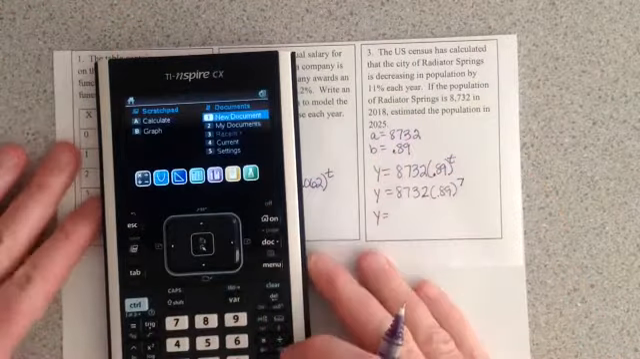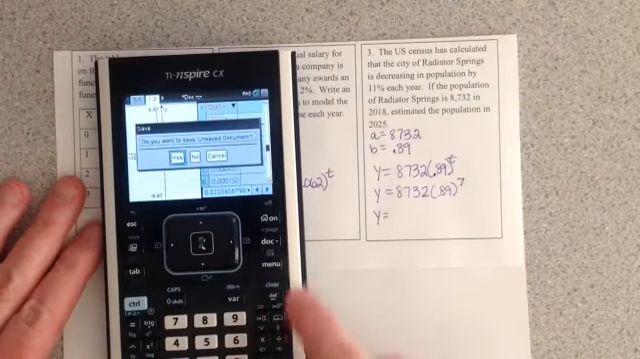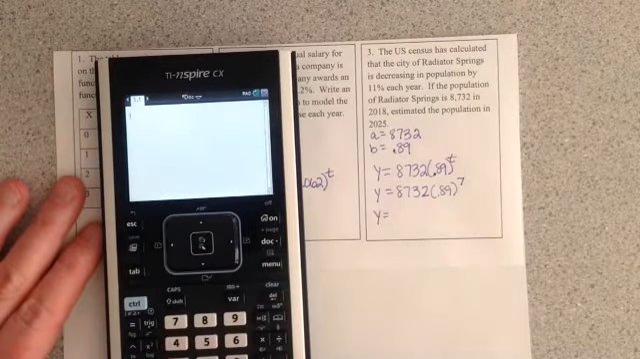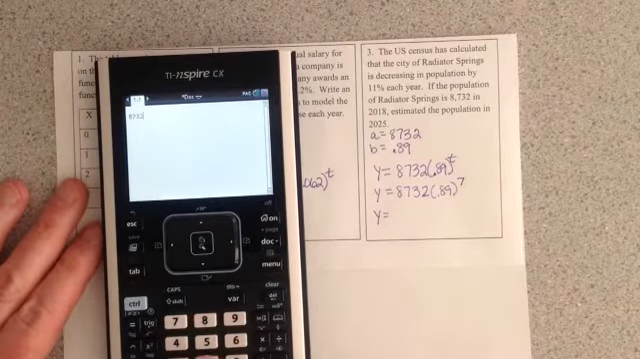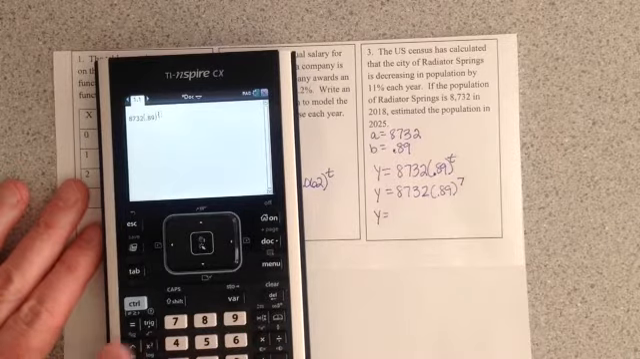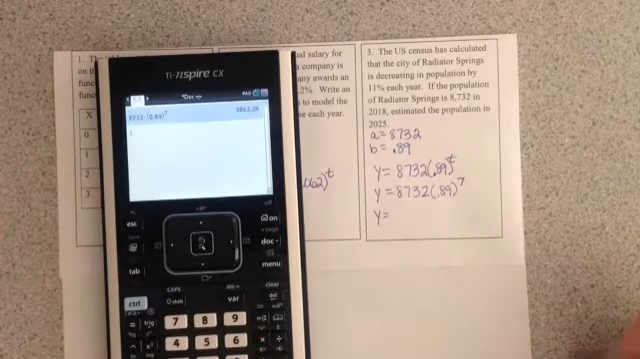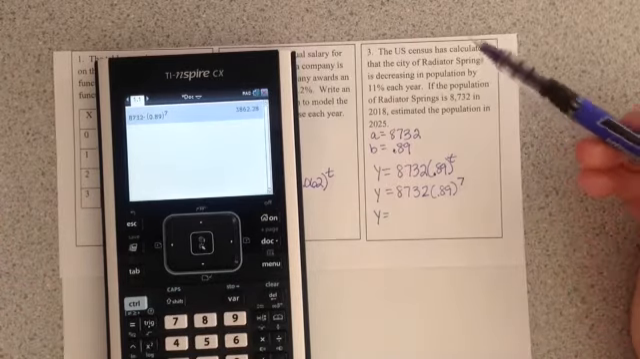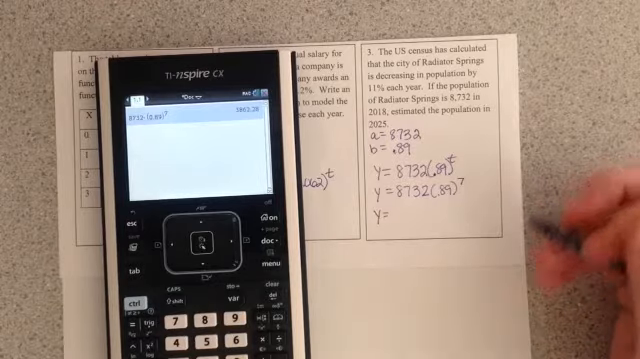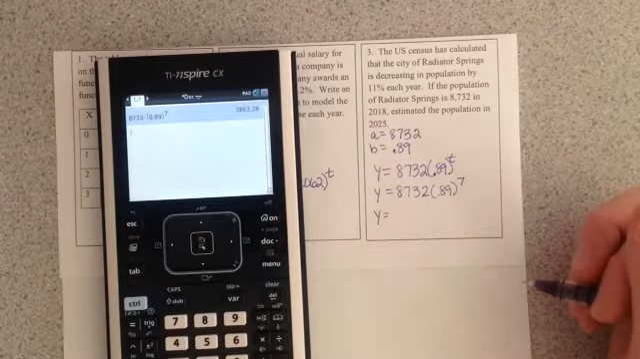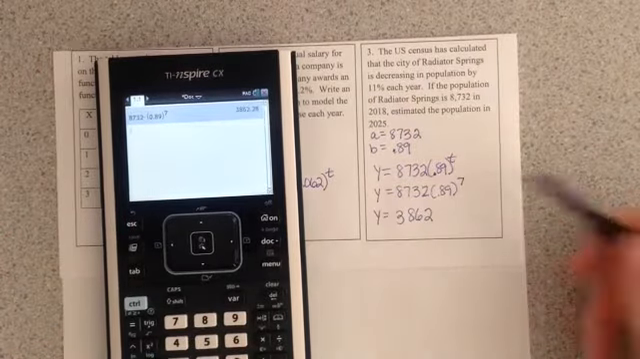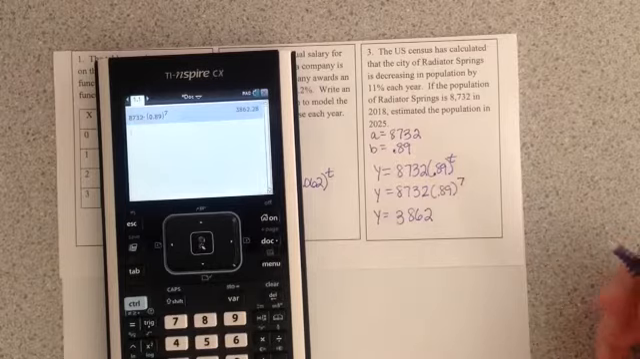Let's go home and let's do a new document. And I need to calculate. So I'm going to do 8732 parentheses 0.89 close parentheses raised to the 7th power. Now, you're going to think, well, what do I round to? Well, we're talking about population, which means people. So we can't have a fraction of a person, so we have to round to the nearest whole number. So that would be 3862. So in about 7 years, Radiator Springs will have about 3862 people.